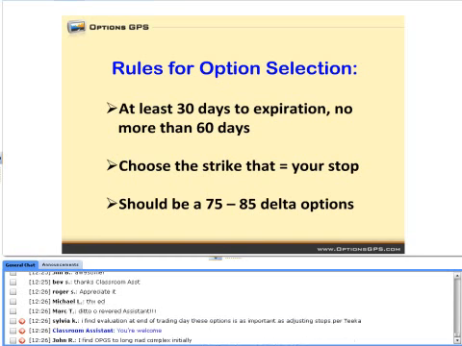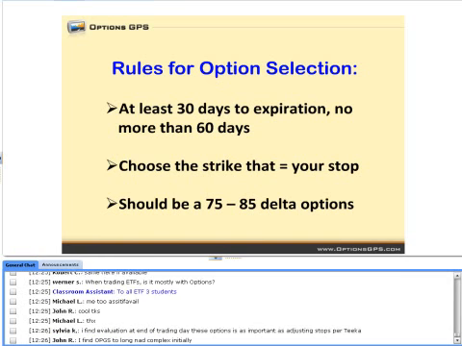All right, just scrolling through some questions here, trying to catch up. There was a lot of conversation going on. I find evaluation at end of day trading these options is as important as adjusting stocks. Yes, Sylvia notes that evaluation at the end of day trading.